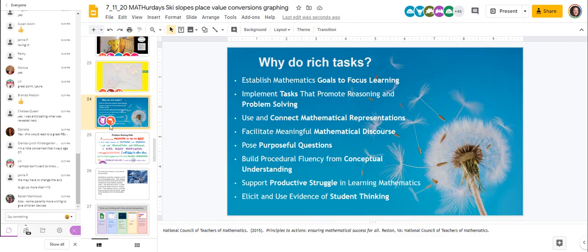If you join me down on slide 24, we have the reason for why we do rich tasks. This comes out of the National Council of Teachers of Mathematics, Principles to Actions, the 8 math teaching practices. You should see very clearly here today that I'll hold the discussion on a specific goal. You're going to incorporate problem solving, representations, conceptual understanding, and hopefully even productive struggle. I will use evidence of your thinking while you problem solve and purposeful questions in the math discourse. So I hope to showcase everything here.